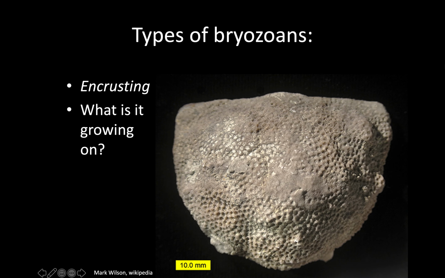Here's an encrusting one. What is it growing on? You have an exact fossil of this in your kit. I hear you shouting Brachiopod. Yes, you are absolutely correct. This is a Brachiopod it is growing on. Very nice. Look at that beautiful hinge line.